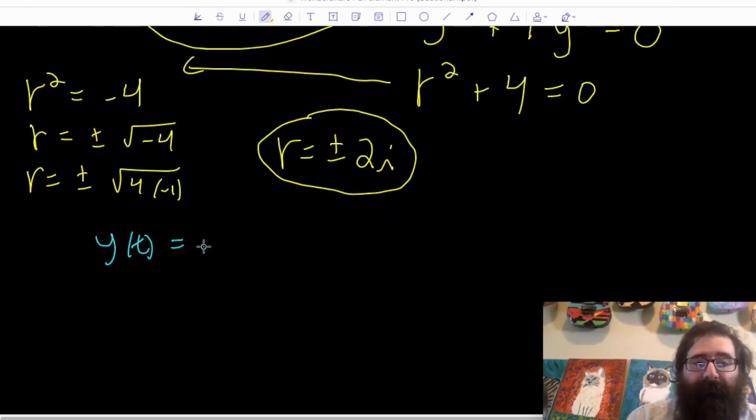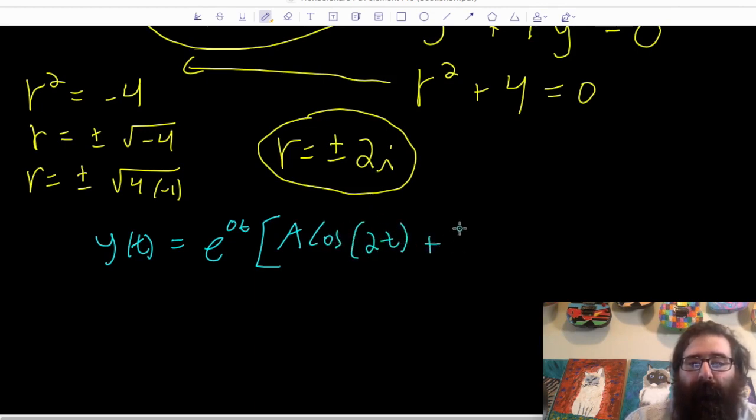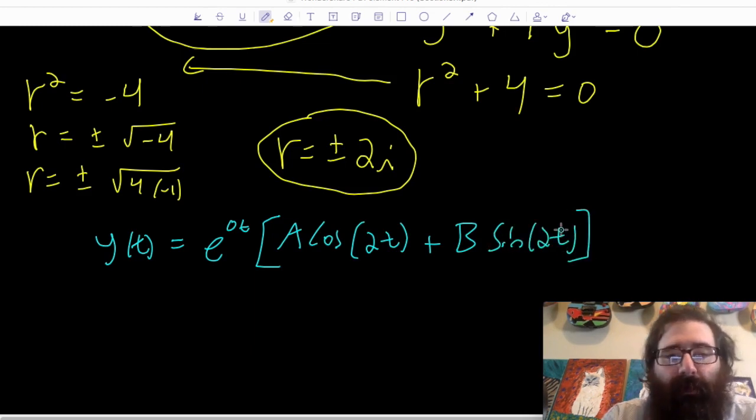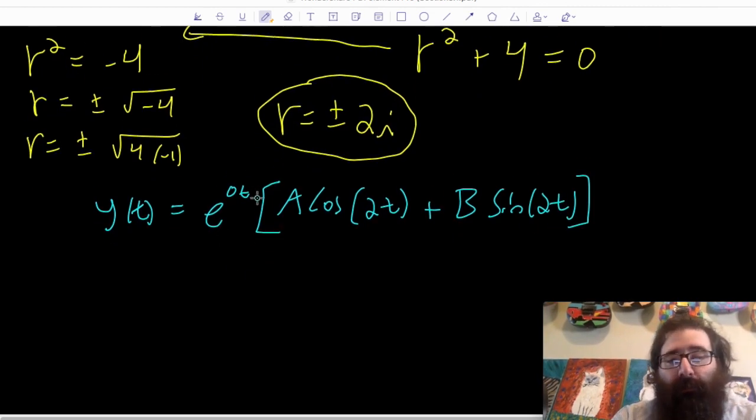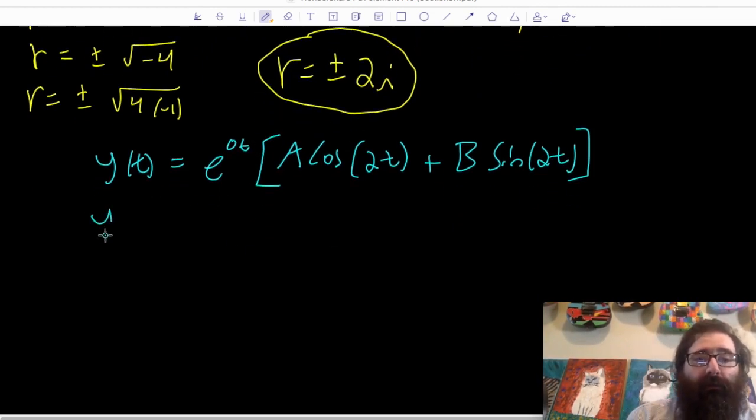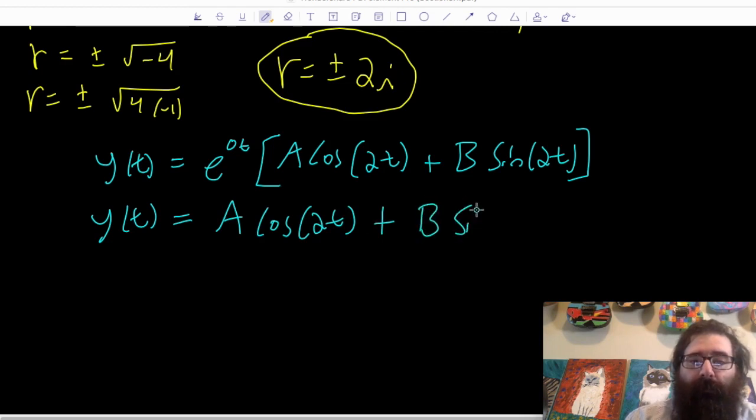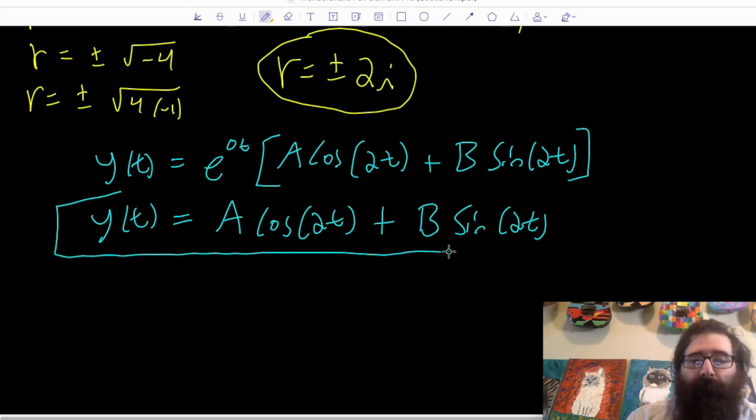We get y at t is e to the 0t times, in parentheses, a times cosine of 2t plus b times sine of 2t. And from here, we'd say, okay, e to the 0t is e to the 0, which is just 1. So y at t is just equal to a cosine 2t plus b sine 2t. And here I have a general solution for y. But I'm not done at this stage.